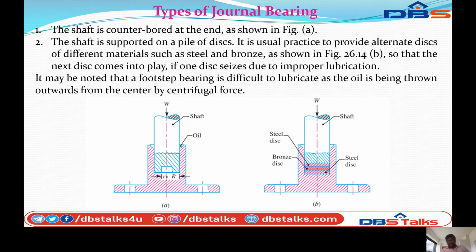The shaft will touch the steel and compress with the bronze. And finally, the steel is placed on the top. The bronze steel top and bottom will be arranged with the steel discs. So this will be the arrangement of the counter bore shaft in the counter bore system, and the shaft is supported on the piles of the disc.